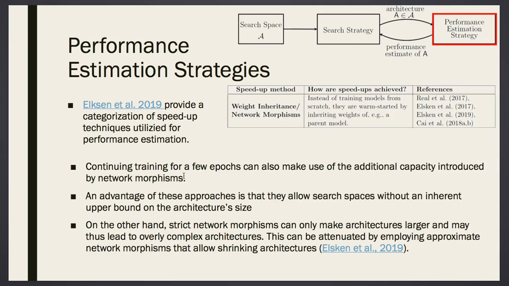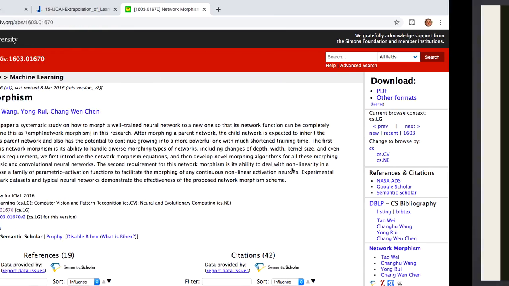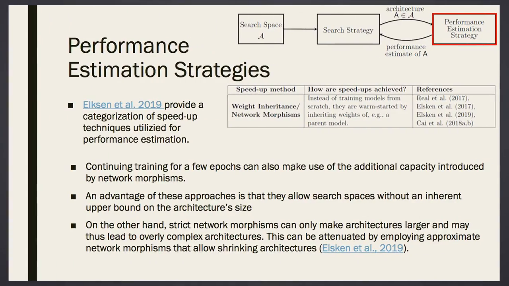Well, it is advantageous because they allow search spaces without an inherent upper bound. The search space is infinite, but it starts from a point. But the downside is this strict network morphism, the first idea proposed by Elsken et al., which we have seen in the paper. In their idea of network morphism, the network always grows while morphing. But when you always make it grow, it will become very large after some time.